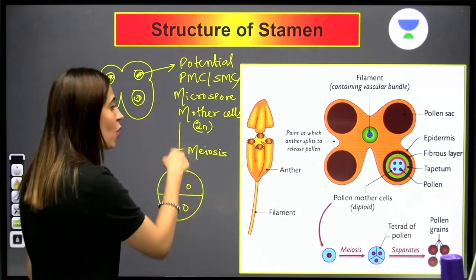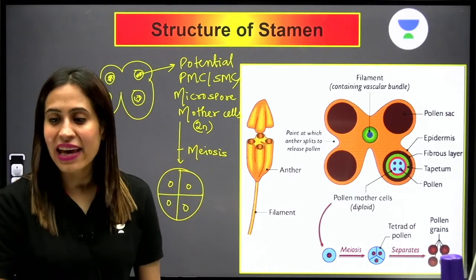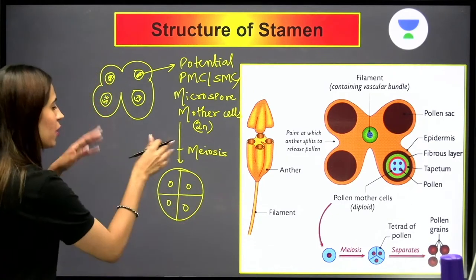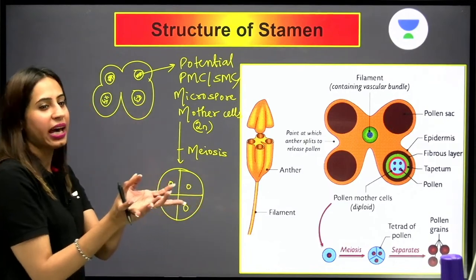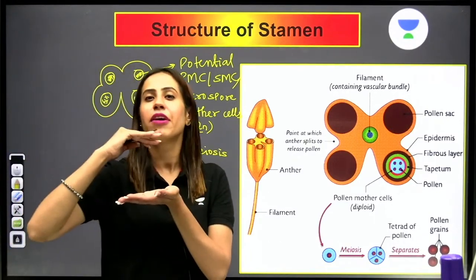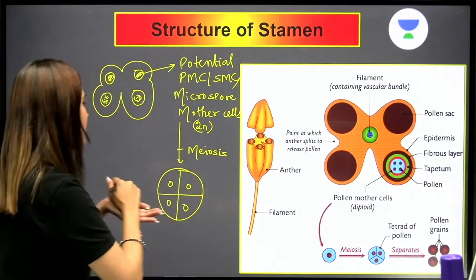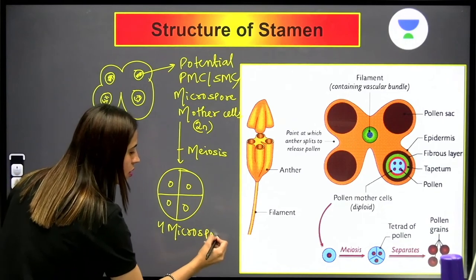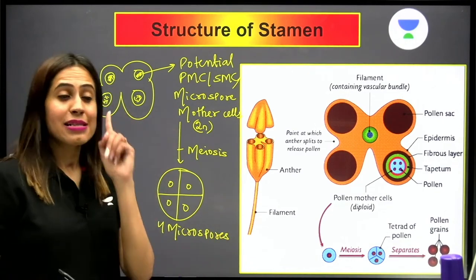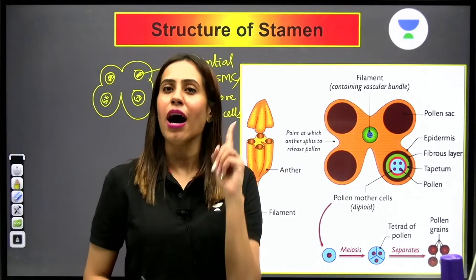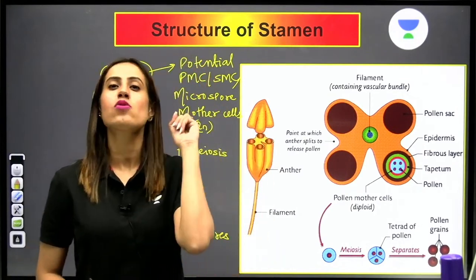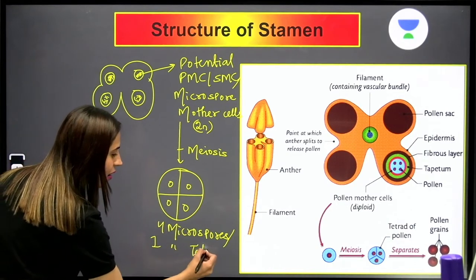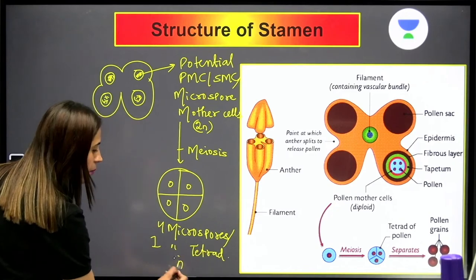Because you know, meiosis, it is a reductional division, right? Meiosis ek reductional division hai. The number of chromosomes, they are reduced to half, right? So these are four microspores. Theek hai? If somebody asks you how many tetrad are formed, tetrad formed is one. So, one microspore tetrad. That means the ploidy level is n.